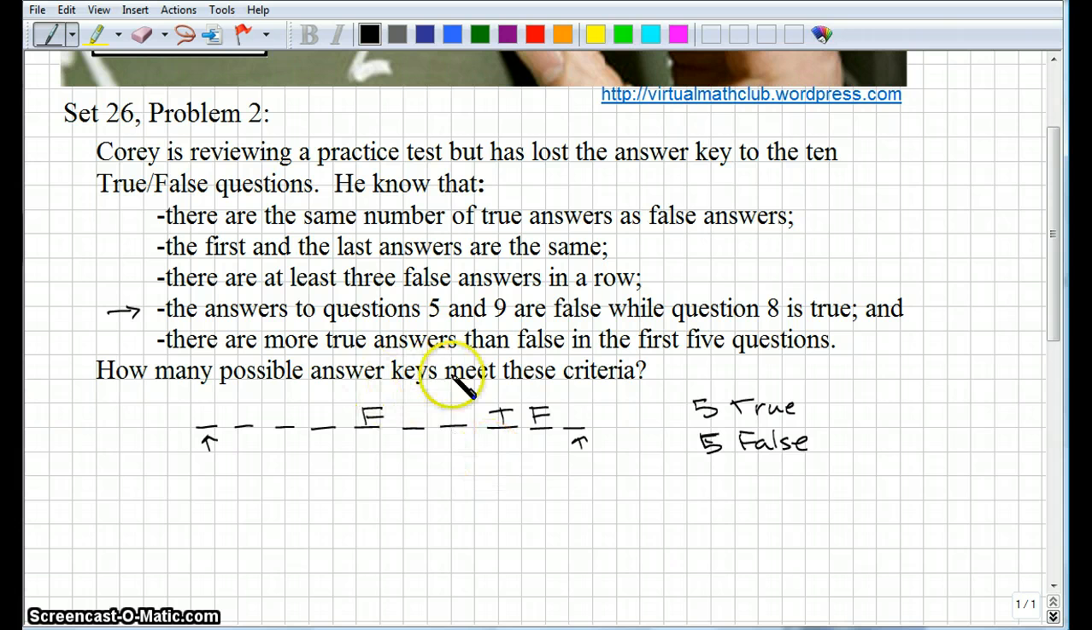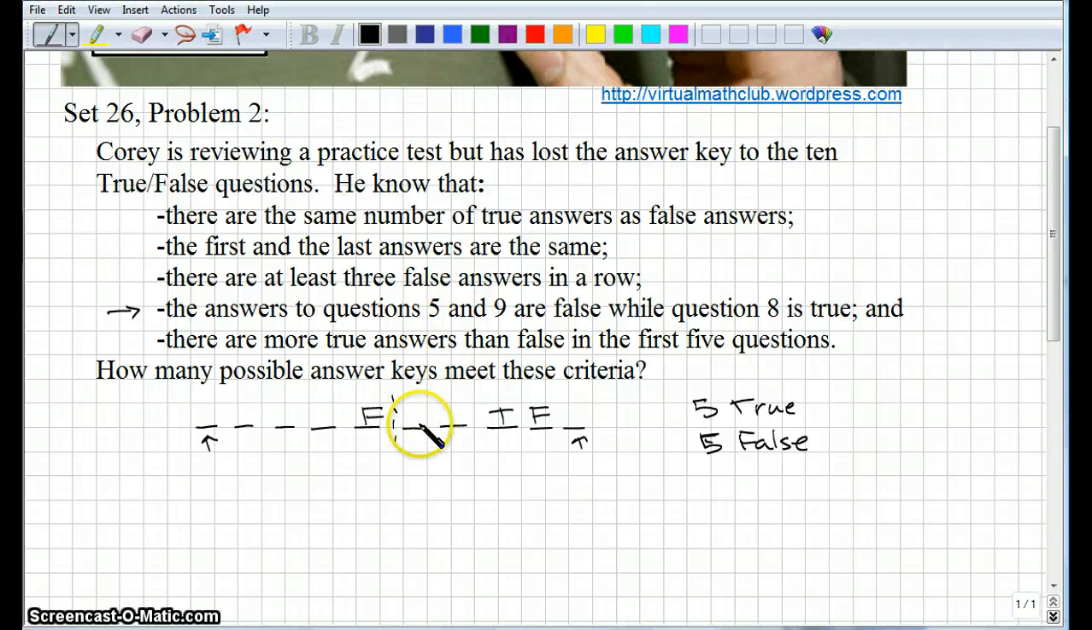We also know there are 3 false answers in a row. And we also know that there are more true answers than false in the first 5. I'm going to draw a little dashed line across here to break this up. This is the first 5, this is the last 5. So I'm thinking the next thing to look at would be to see if we can place these 3 false answers in a row.